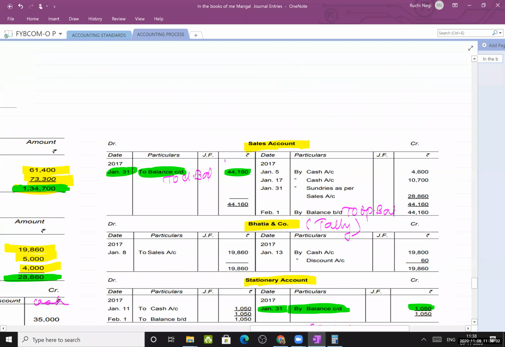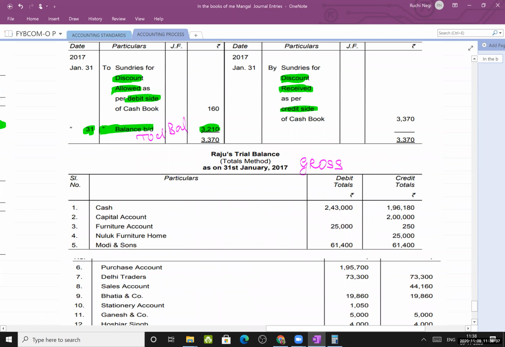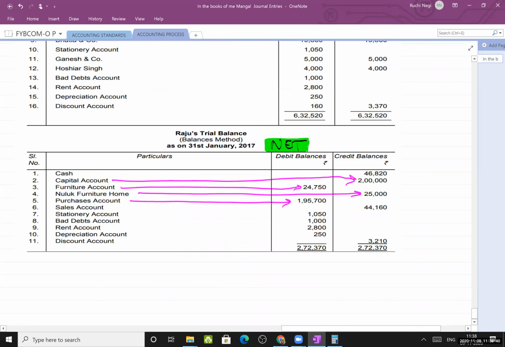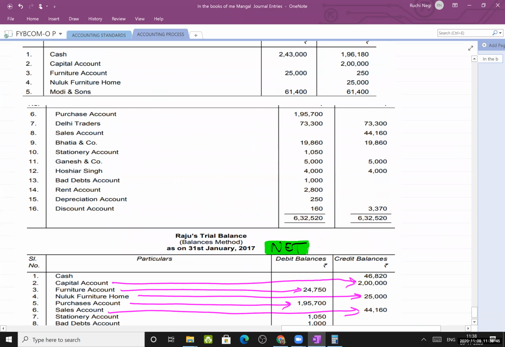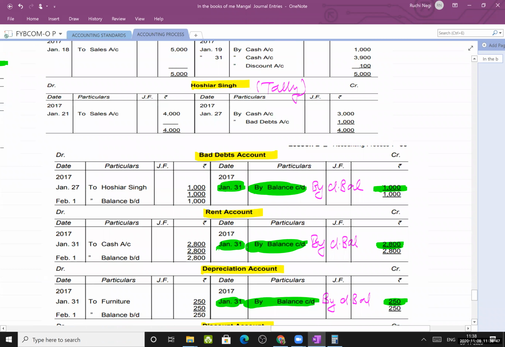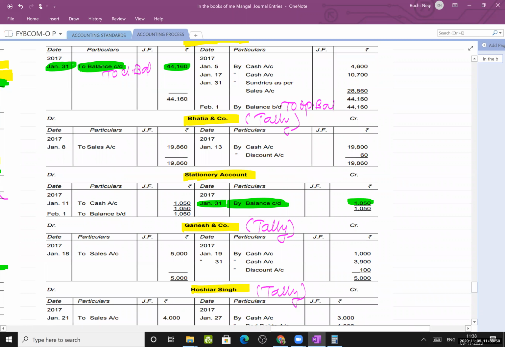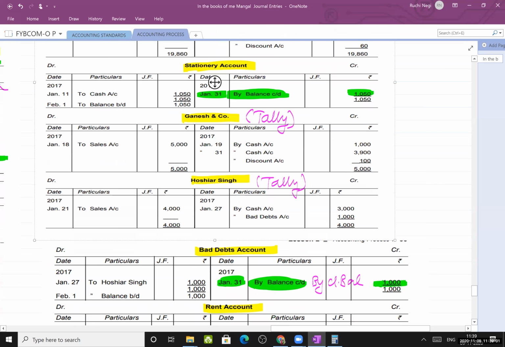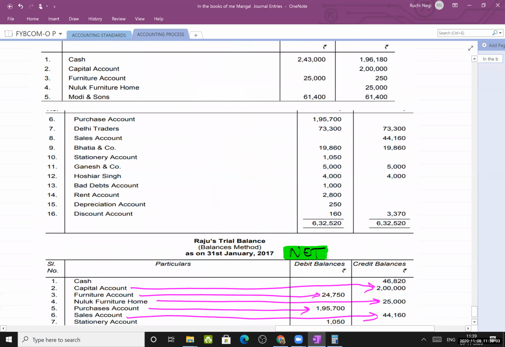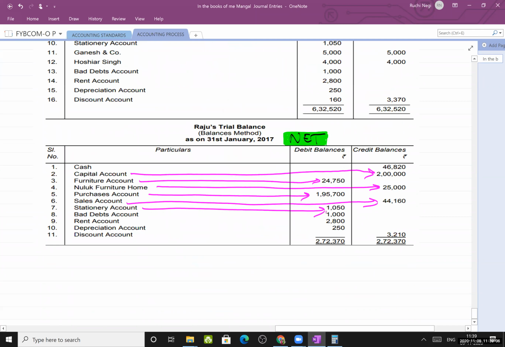Next, sales account. What is the balance? 44,160 debit side. So I will record it on the credit side of trial balance. Sales 44,160. Next, Bhatia account gets tallied, so it will not be reflected in my trial balance. Next is stationery. Stationery का balance कितना है? 1050 on the credit side. So I will record it on the debit side of my trial balance. Stationery account, 1050.